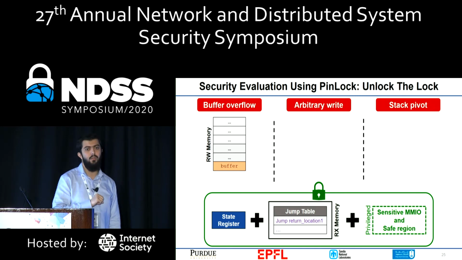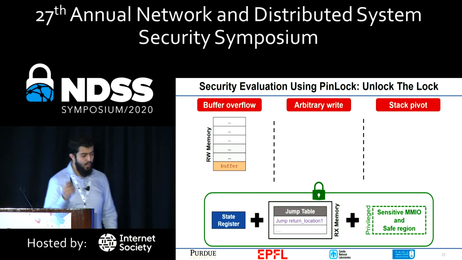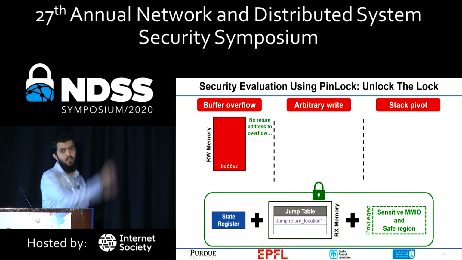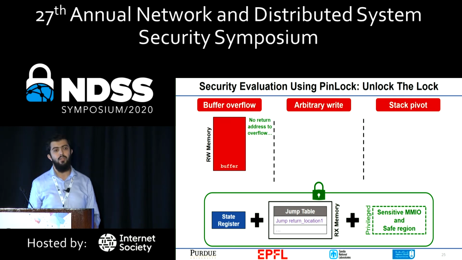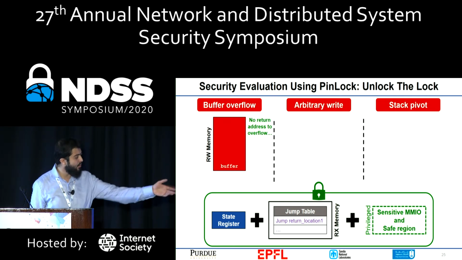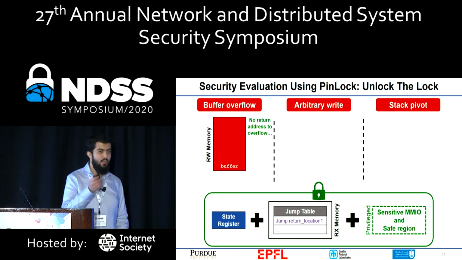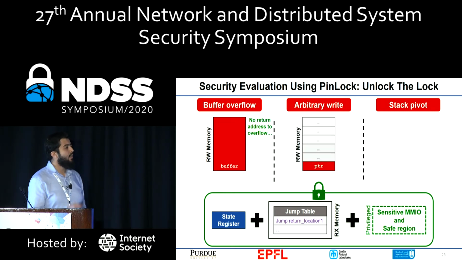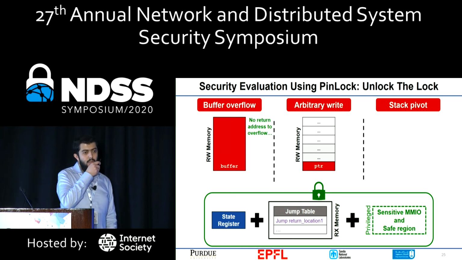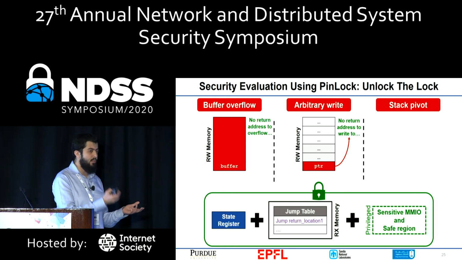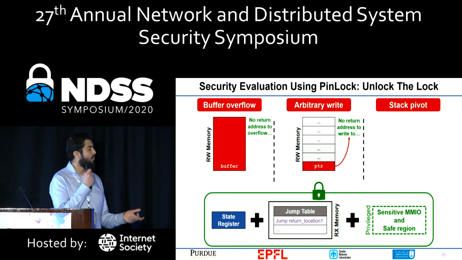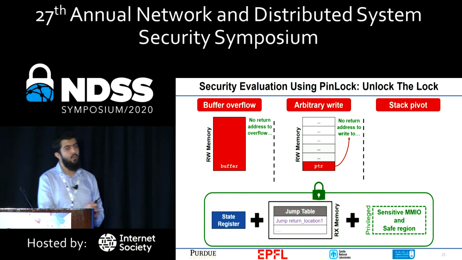So there are three possible scenarios that we can do here. First is a buffer overflow. So even though the attacker can overwrite the entire writable data, we actually do not have a return address in memory. We only have the state register, jump table, and sensitive memory mapped I/O. So the attack fails. The second is an arbitrary write. The attacker can write to anywhere in memory, but there's no return address to write to. The state register is not memory mapped, it's never spilled, it cannot be overwritten. The jump table is in read and execute only memory, it's not writable. And the sensitive memory mapped I/O are protected through SFI, and again, they're not writable.